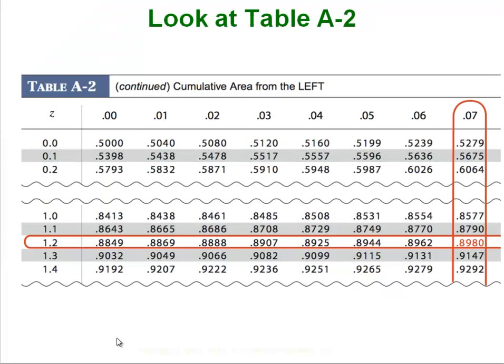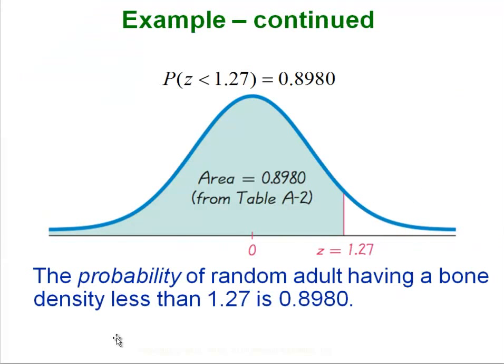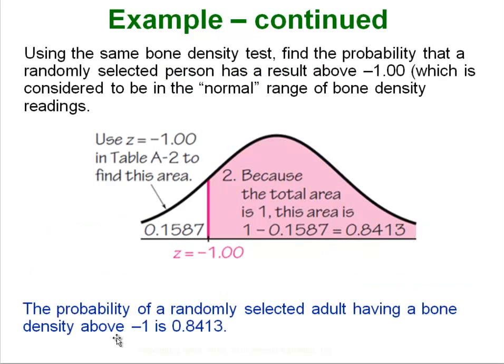Okay? Here's how they found it in the table. So this is just summing up that this answer of 0.8980 is telling us that's the actual probability of choosing one random adult and having their bone density less than 1.27. Using the same bone density test, we could find the probability that a randomly selected person has a result above negative 0.1, which is considered to be the normal range for bone density. So, what's the probability that somebody is quote unquote normal or has normal bone density?